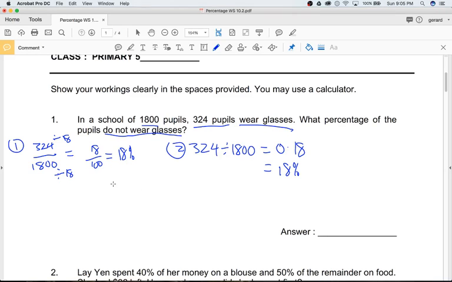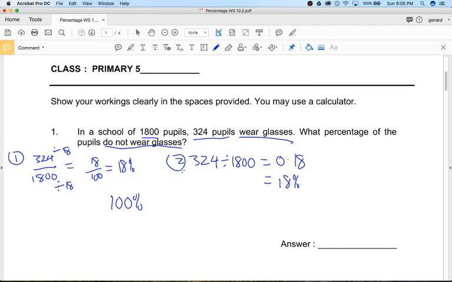So from here, what we just found is the number of people who wear glasses. So we still have to take 100% minus 18%. This will give me 82%, which is the percentage of people who do not wear glasses. 82%.